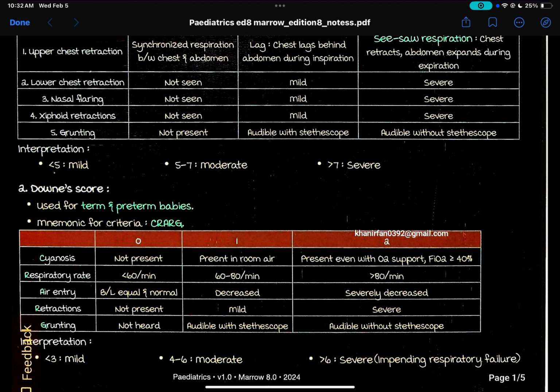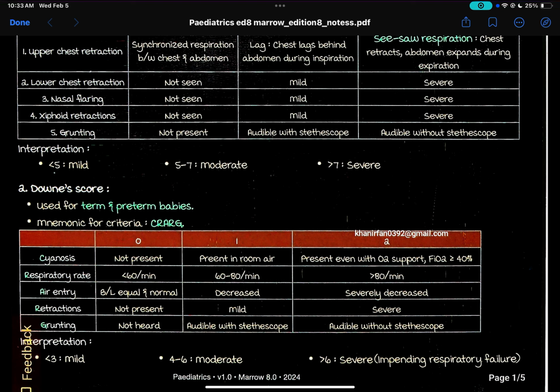So cyanosis not present, 0. Respiratory rate less than 60, which is normal, then 0. Air entry bilateral, equal and normal, then 0. Retractions not present, then 0. Grunting not heard, then 0.